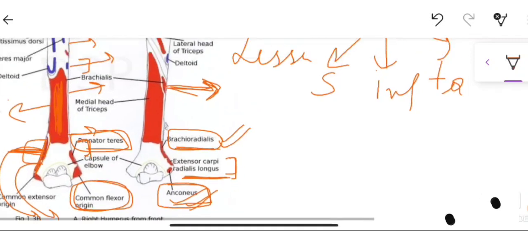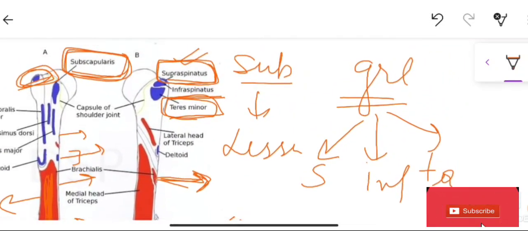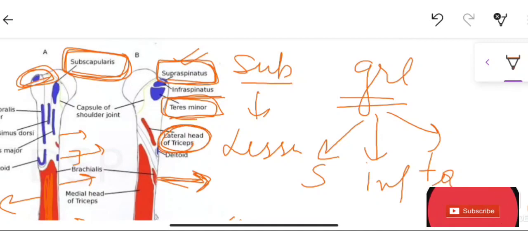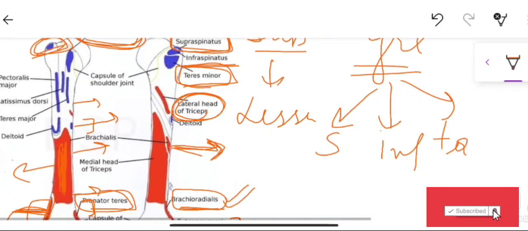Almost we have covered all the muscles. Now we have lateral head of triceps muscle here. Lateral head of triceps brachii, which arises from the oblique ridge on the upper part of posterior surface above the radial groove. Okay, above the radial groove.